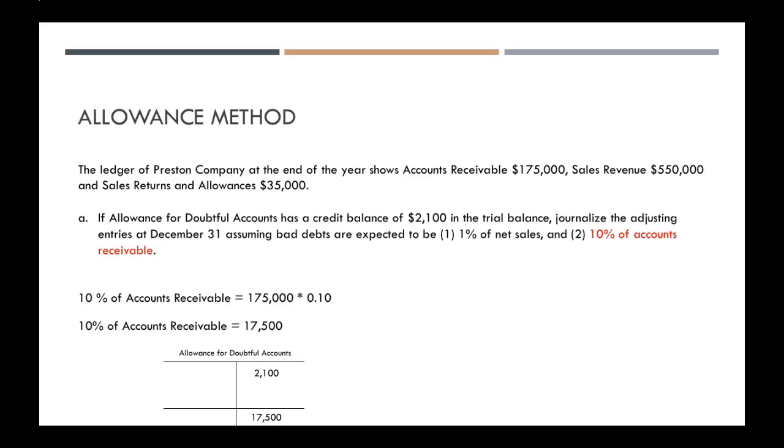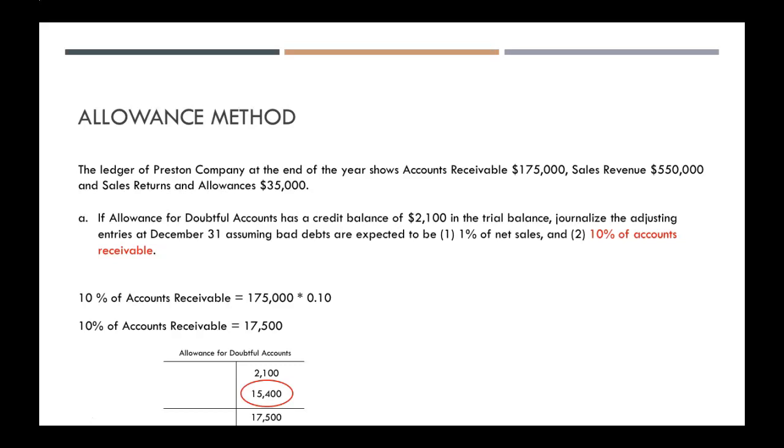So we're starting off with $2,100 on the credit side, and we want to end with $17,500 on the credit side. So how much do we need to credit allowance for doubtful accounts to get from $2,100 to $17,500? Well, to do that, you subtract those two amounts, and you'll see that you need to credit an additional $15,400.